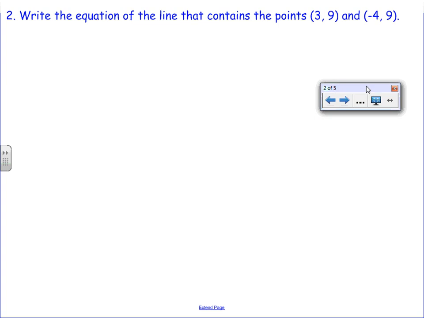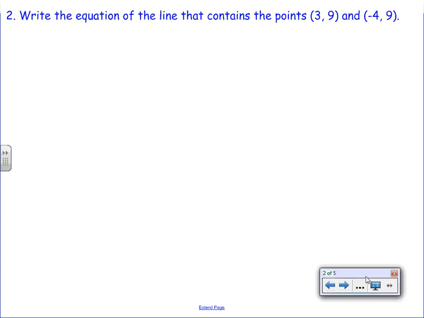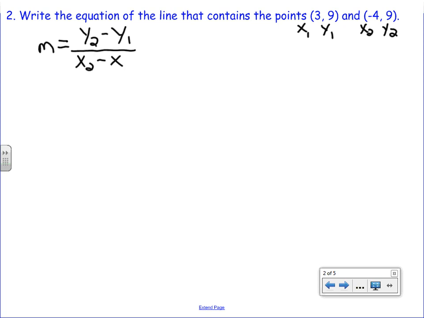Our next example, we're just given 2 points this time. And so now we're going to have to find the slope first. So we label our points x1, y1, and x2, y2. And then we recall the slope formula, which is m equals y2 minus y1 over x2 minus x1. And then we just plug in our points. So m equals 9 minus 9 over negative 4 minus 3. When we do the math, we end up with 0 divided by negative 7, which we know is 0.